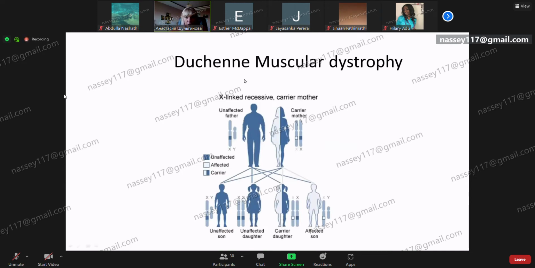Illustration of Duchenne muscular dystrophy as X-linked recessive and carrier mother. Like we said before.